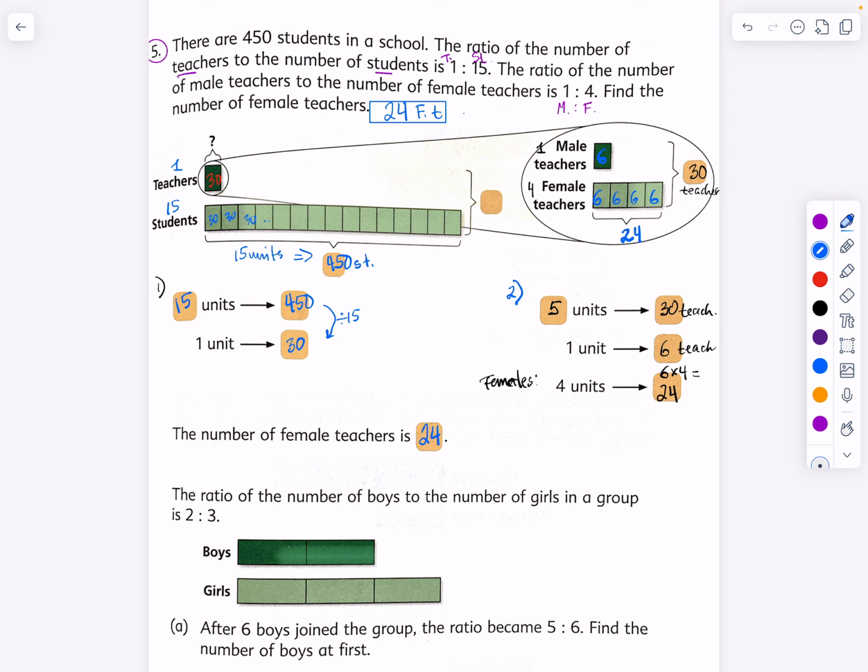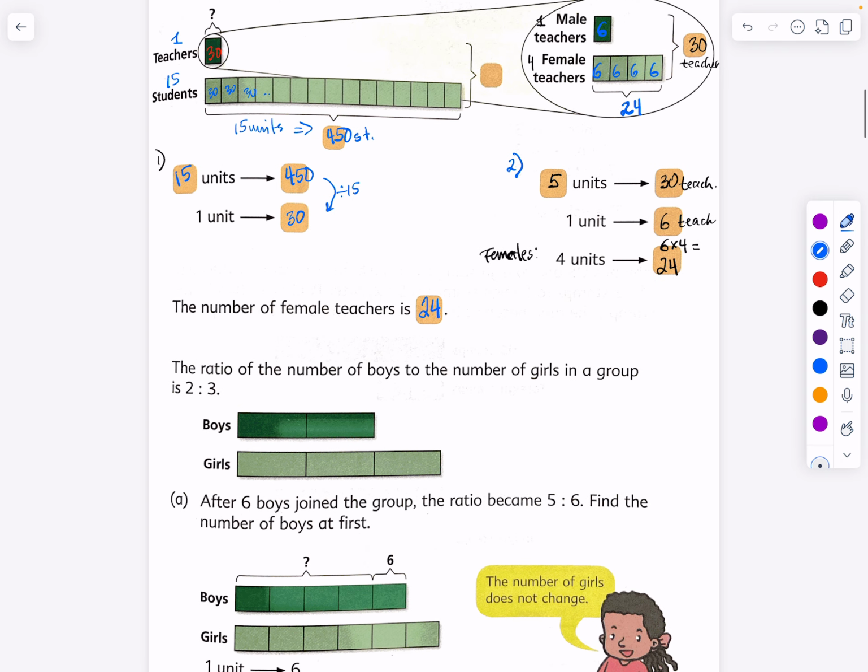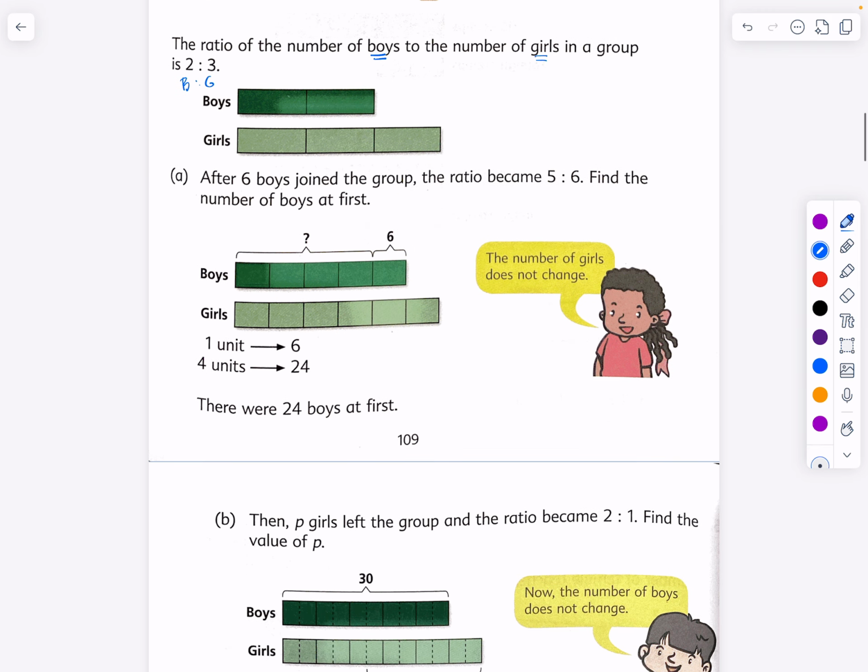Now, let's continue solving this problem. There's something else that's given. The ratio of boys to girls in the group is 2 to 3. So boys to girls. Clearly we have more girls than boys. After 6 boys join the group, okay? After 6 boys joined the group, the ratio became 5 to 6. My friends, this is a different category of word problems I call before and after. We've seen these types of problems, patterns, before and after pattern, when we solved word problems about percentages.